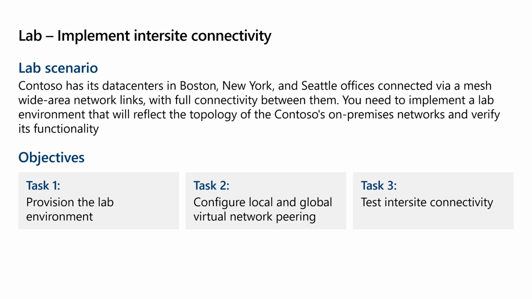So let's set the scenario. Imagine our organization is called Contoso. It has different data centers in Boston, New York, and Seattle, and those offices are connected via a mesh WAN, wide area network links, with full connectivity between them. Your job is now to implement a lab environment that reflects the topology of our existing on-premises networks and verify that the functionality actually works. The objectives of the lab: in the first task, provision the lab environment. In the second task, you will configure local and global virtual network peering, and then the final task is to test the intersite connectivity to verify that what we've set up actually does work.